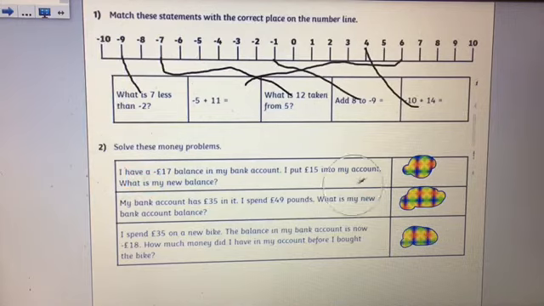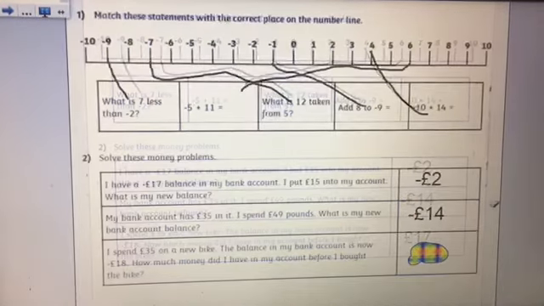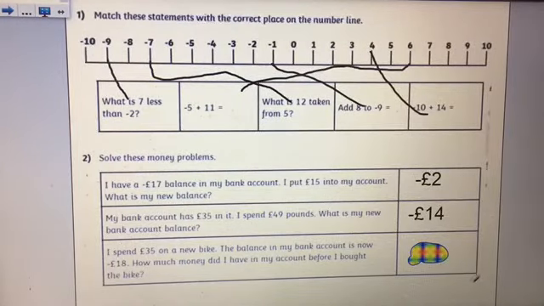And here's the answers to these questions. This bottom question is a bit of an inverse operation one. I spend £35 on a new bike. The balance of my account is now minus 18. How much money did I have in before? Something subtract 35 equals minus 18. So therefore you've got to add 35 to 18 to get the original amount.